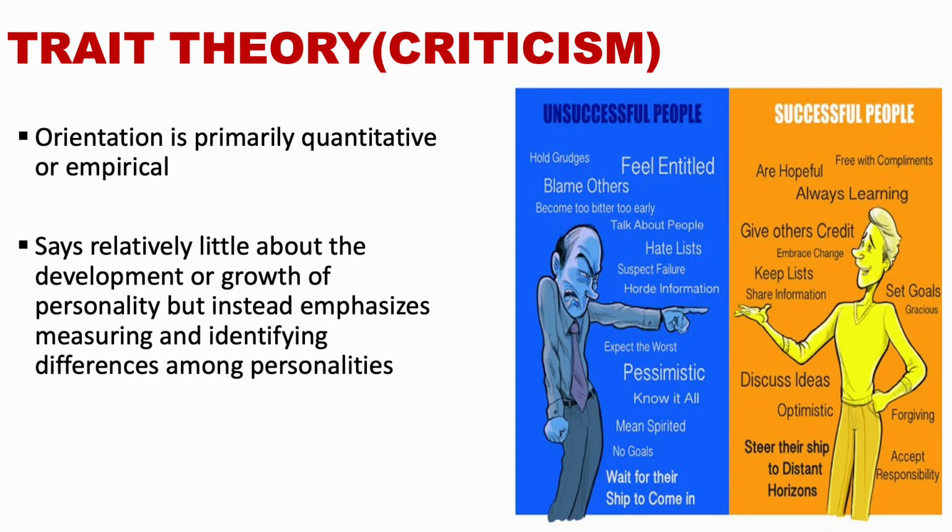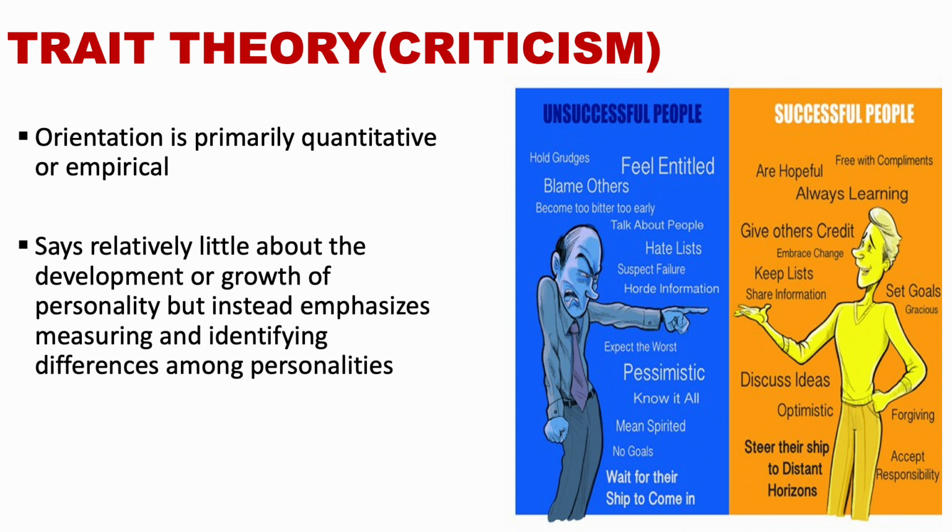The other issue that I'll address regarding trait theory is that it doesn't say much about the growth or development of a personality. It just measures differences among different people and their personalities. So let's go back to this chart of unsuccessful people versus successful people. Unsuccessful people feel entitled, whereas successful people are free with compliments and are hopeful. They also are always learning. Unsuccessful people talk about people. They suspect failure. They're pessimistic. They're mean-spirited. All of these things relative to successful people.